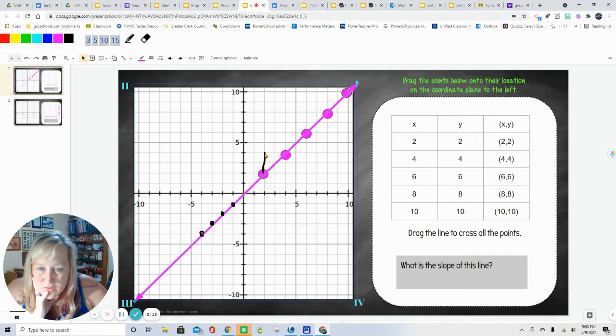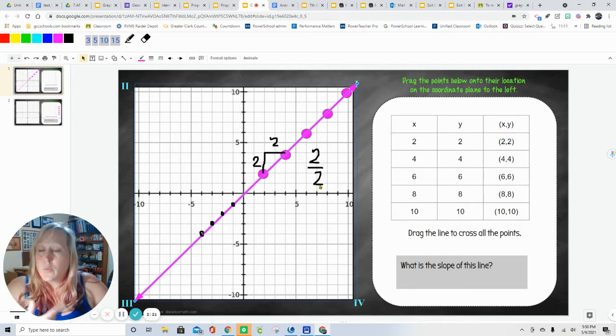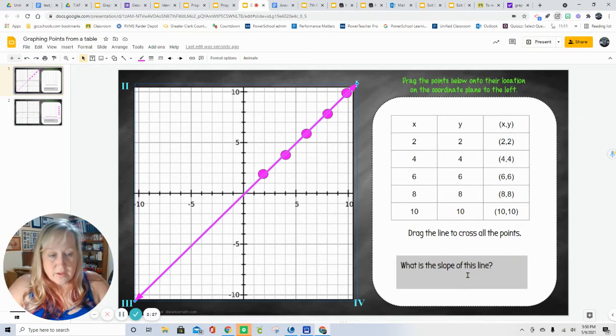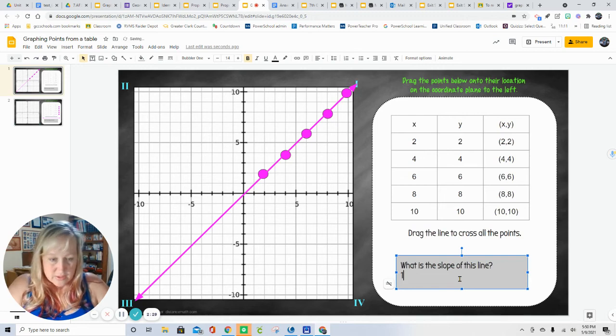So my rise over my run, well, it rose 2 and it ran 2. So that would make the slope 2 over 2, which does simplify to be 1 over 1. So my slope of this line is 1. You will type 1 down here. You can even type 1 over 1 so that you make sure that you know. If you put 2 over 2, that's acceptable now, but you need to know the difference.